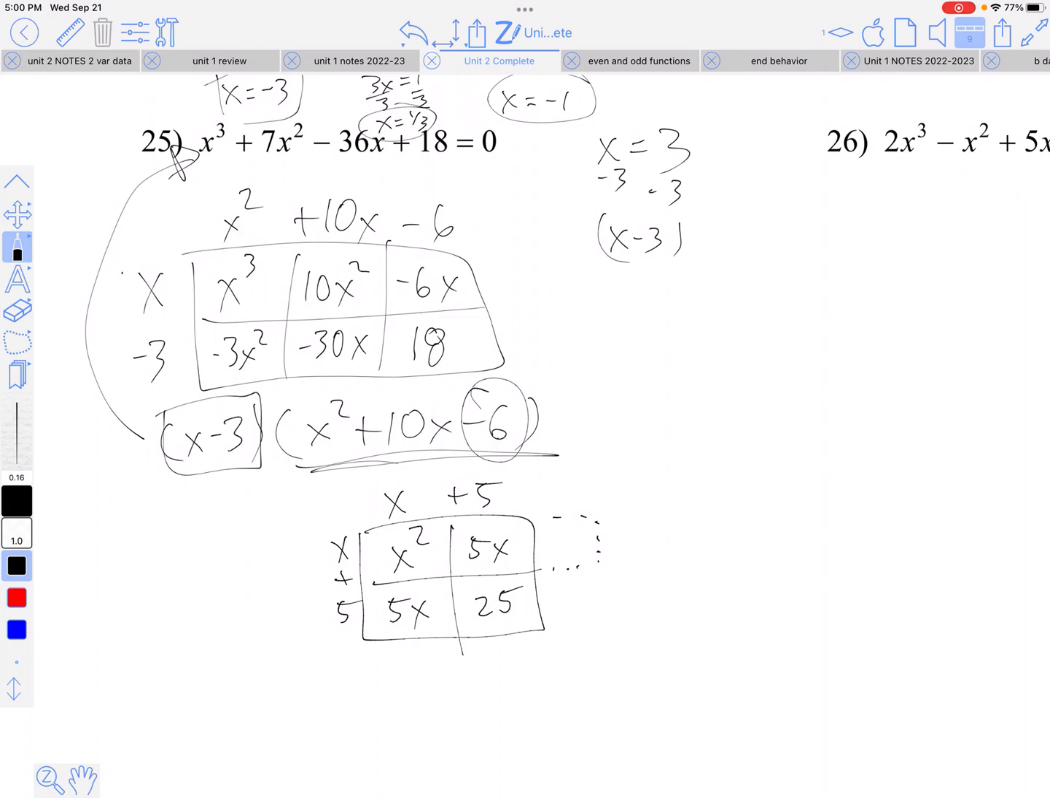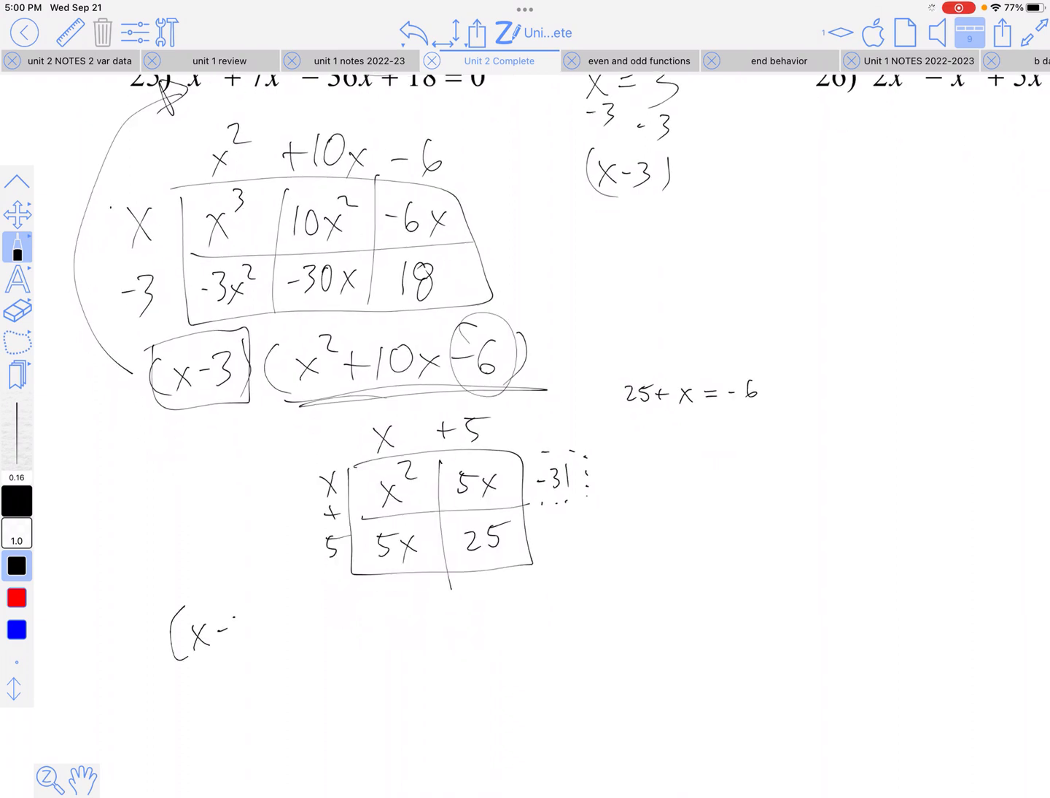So I got to think. So 25 plus what gives me negative 6? That looks like it's going to be negative 31. Yes. All right. So I have x minus 3 times x plus 5 squared, completing the square, x plus 5 times x plus 5 minus 31.